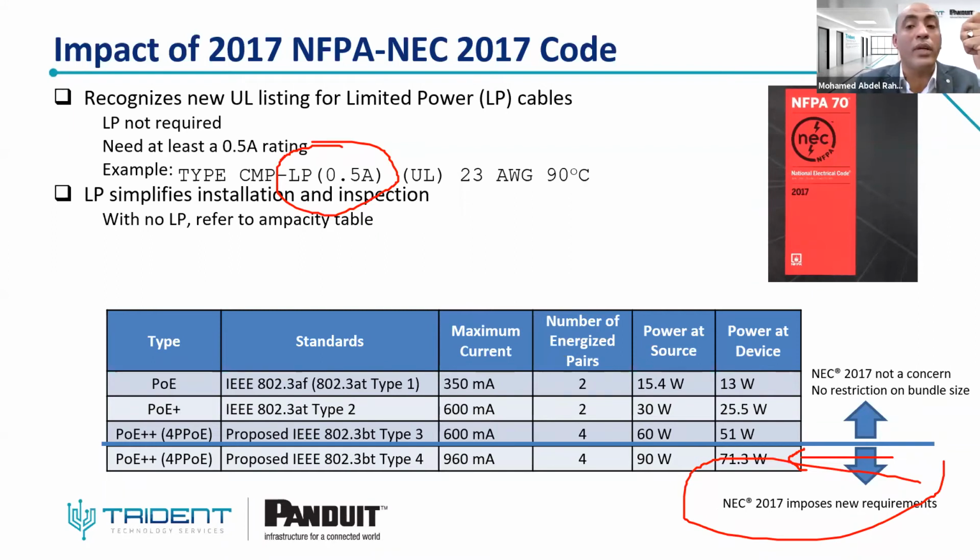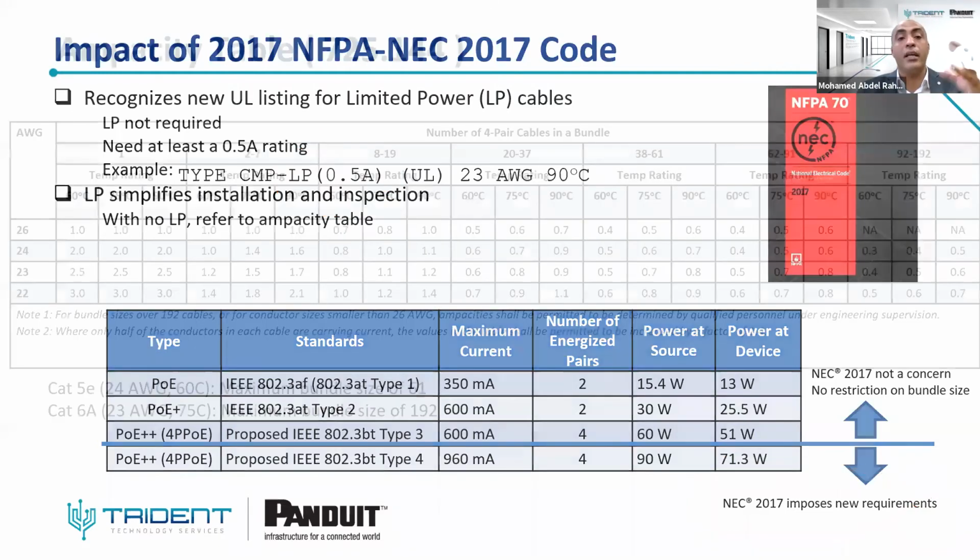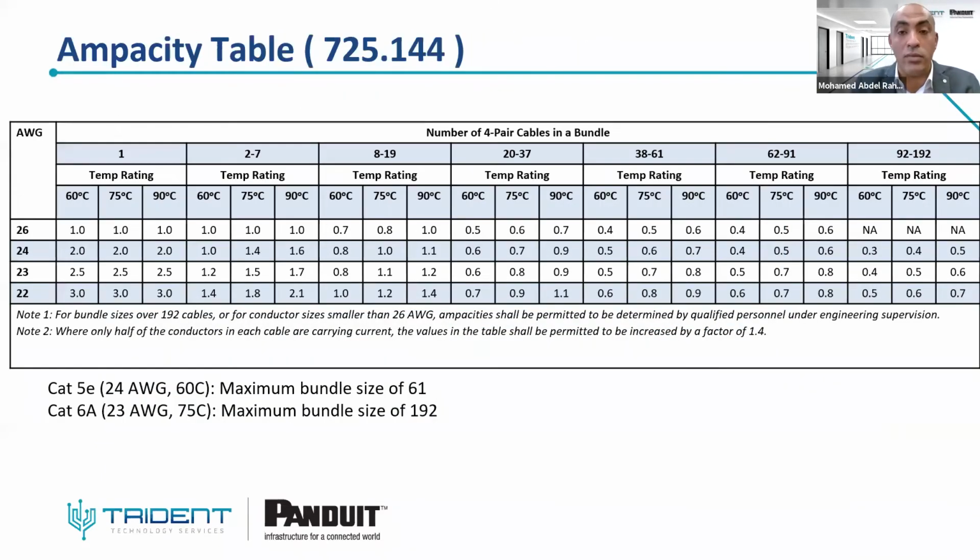So this certificate, as we said, is optional, but if it is not available, the standard or code also mentions that you can go to the MBC table. The MBC table is included in NEC 2017. This table defines the bundling or bundle size restrictions, to determine the maximum number of cables that can be supported with power greater than 60 watts.